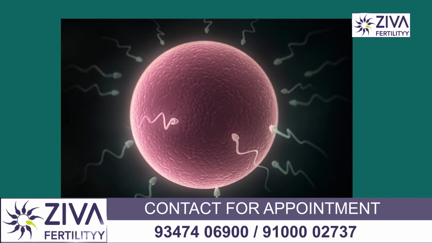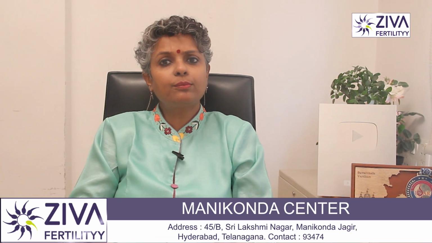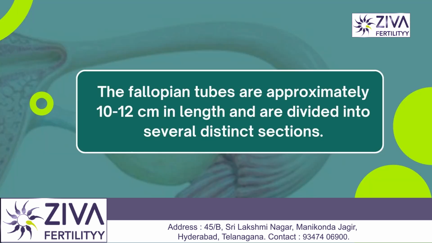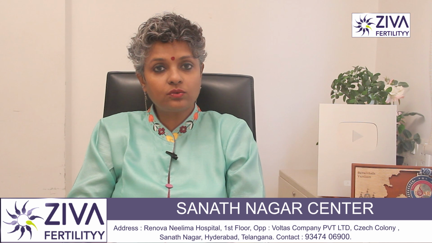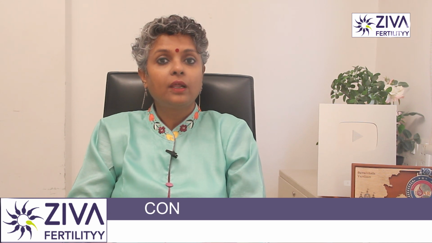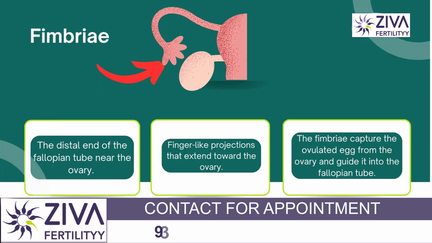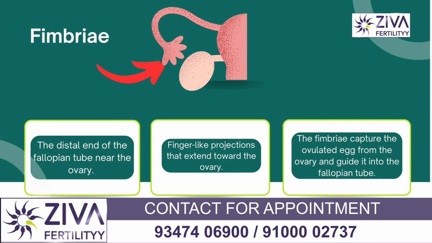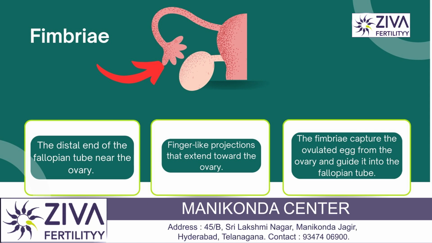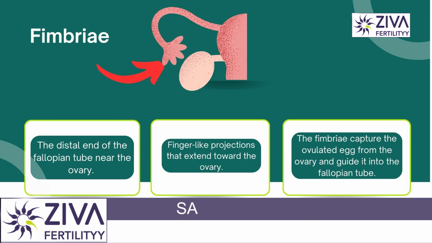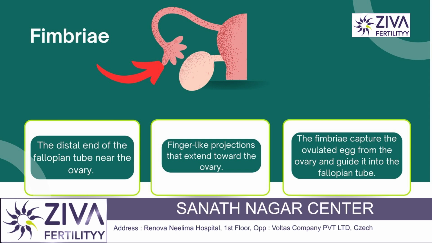So let us look in detail at the anatomy and mechanism of fallopian tubes. The fallopian tubes are approximately 10 to 12 centimeters in length and are divided into several distinct sections. The first one we'll talk about is the fimbriae. The distal end of the fallopian tube near the ovary is called the fimbriae, and these are finger-like projections that extend toward the ovary. The fimbriae capture the ovulated egg from the ovary and guide it into the fallopian tube.